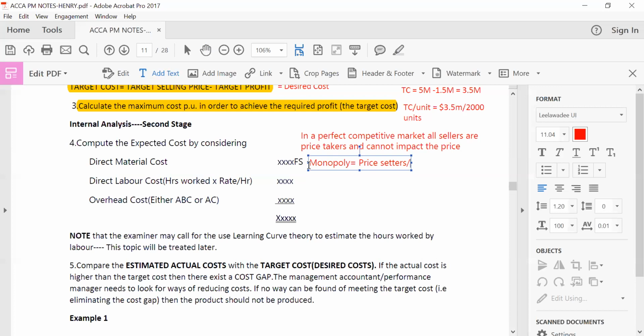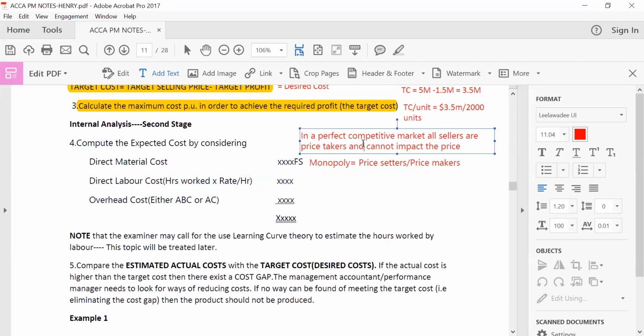So you have price setters, also called price makers. These individuals tend to state whatever price they want to sell at. They need not seek the views of customers. What is the sense of seeking? They don't need to seek the views of customers because they are a monopoly, and a monopoly decides on whatever it wants to do.